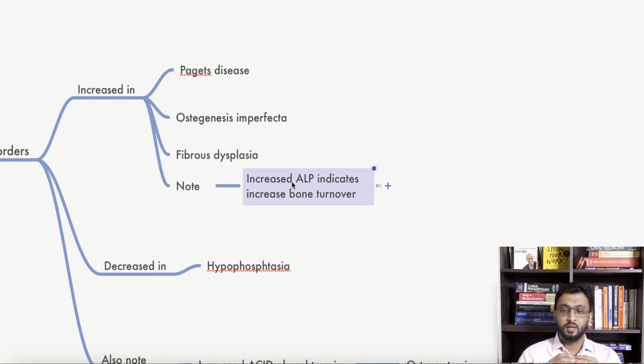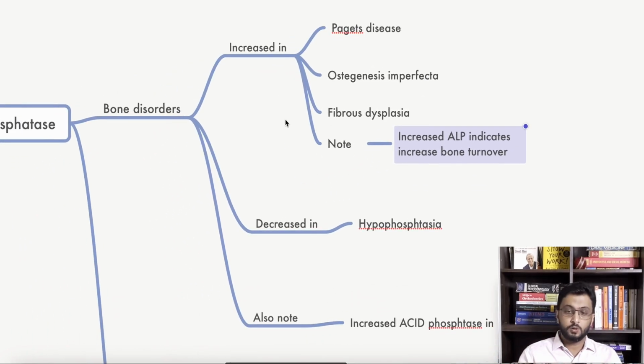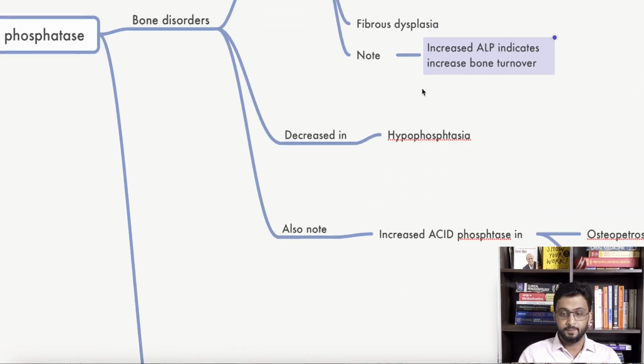Alkaline phosphatase indicates increased bone resorption, or of course I would say increased bone turnover. That's a better term to be used there. This is just to connect. I'm not teaching you here. I just want those who have studied oral pathology to connect it better. That's why I've put it here.